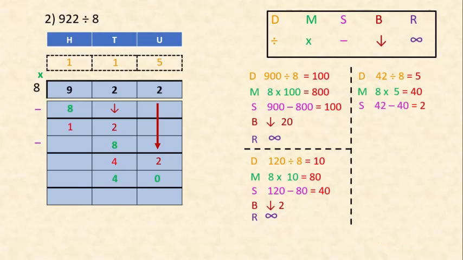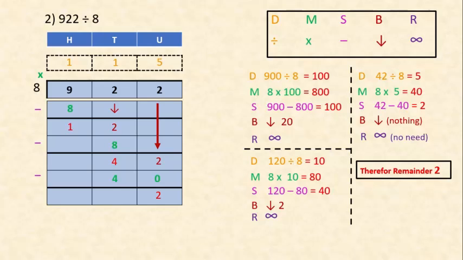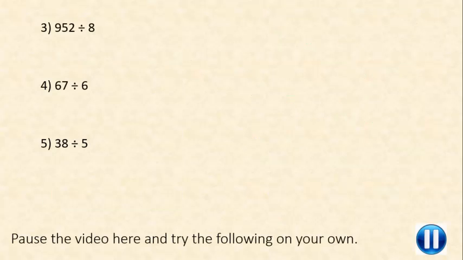Subtract. 42 minus 40 equals 2. So there's nothing to bring down, and there's no need to repeat, but that means that we have a remainder of 2. So our answer is 115 remainder 2. Please try number 3, 4, and 5 on your own.